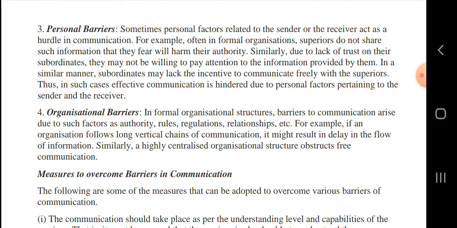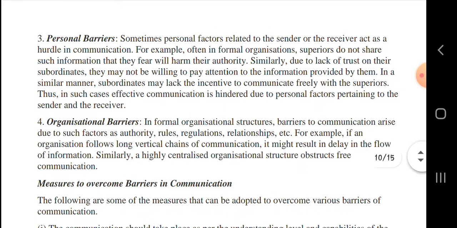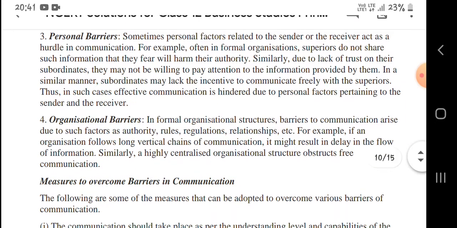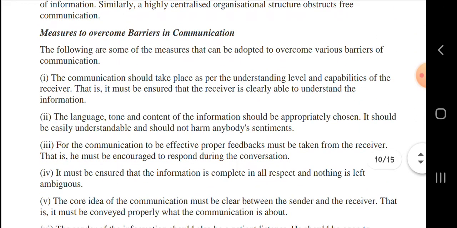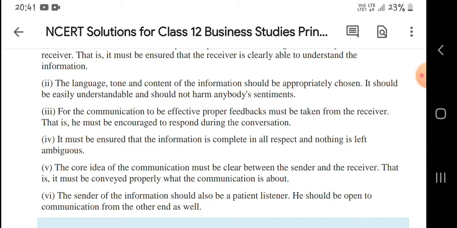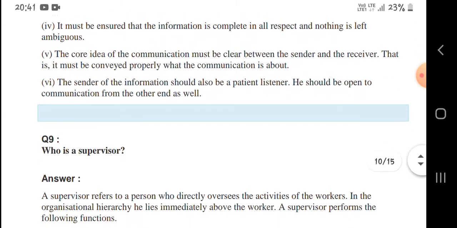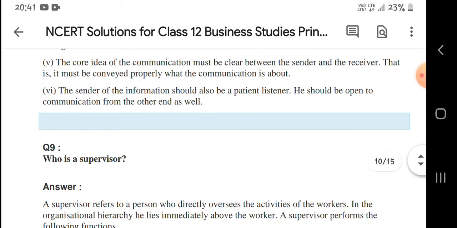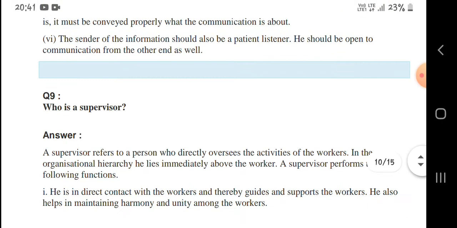Hurdle in communication, and organizational barrier. In the formal organization structure, barriers to communication arise due to factors of authority and other things. So the measures of overcoming them: the communication should be easily understandable. The language, tone, and content should be clear, and for the communication to be effective, it must be ensured that the information is complete in all respects, and the sender of the information should be a patient listener.